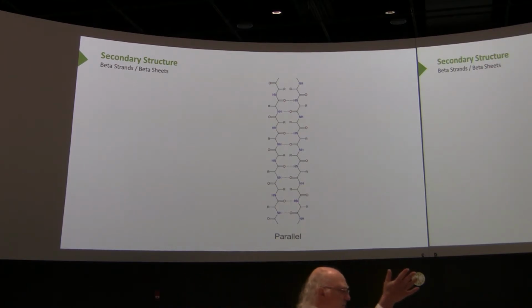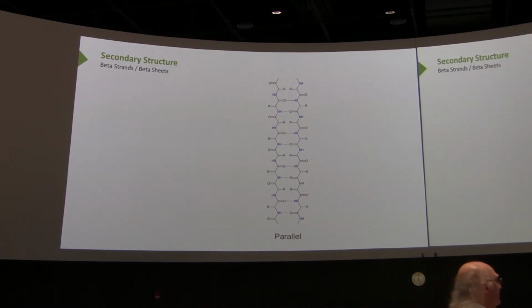That's literally what's happening here. So a strand is one thing, a sheet is made up of many strands, okay? Well, those strands interact, as you can see, and you can see those same dotted lines, and you can see hydrogen bonds are stabilizing the beta strand.